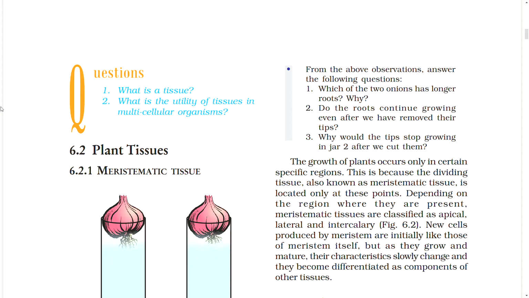The growth of plants occurs only in certain specific regions. This is because the dividing tissue, also known as meristematic tissue, is located only at this point, depending on the region where they are present.